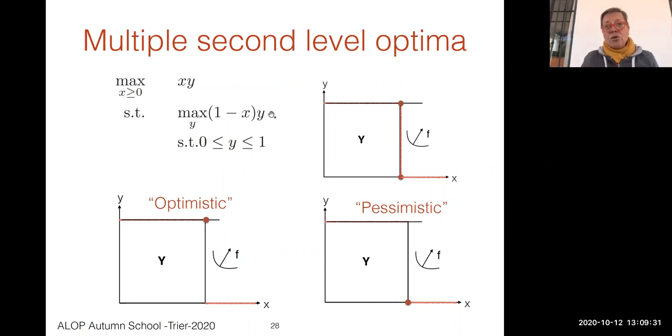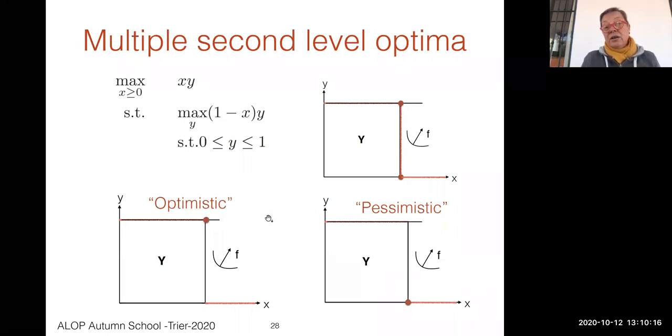And so how to solve this problem? Well, you may consider what we call the optimistic option, which means that in case of multiple optimal solutions at the second level, the one that will be chosen is the one that is the most in favor of the leader. So here, this would be the optimal solution, because when x is equal to 1, the best option for the leader is to have y equal to 1 as well, because then he gets a profit equal to 1. Okay?